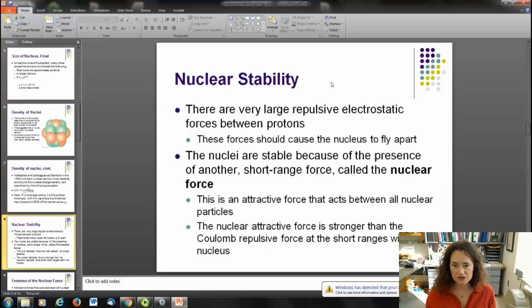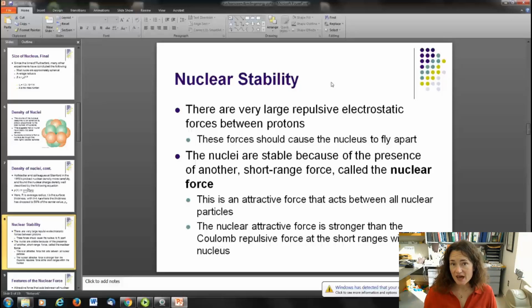The nuclear force is an attractive force that acts between all nuclear particles, and this attractive force is much stronger than the Coulomb repulsive force. Now you might say, well, if we have a force that's stronger than the Coulomb force, and I know that the Coulomb force is pretty strong, why doesn't all matter in the universe just come together in some big clump?